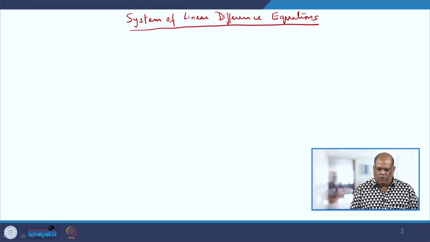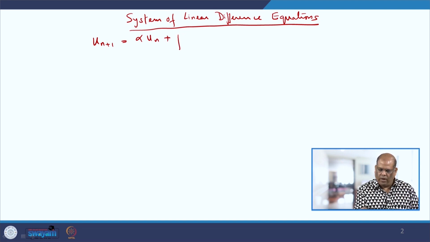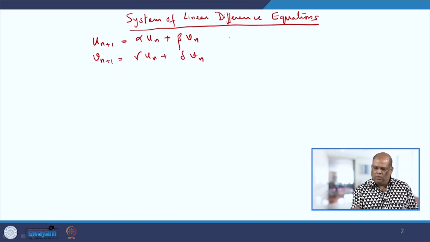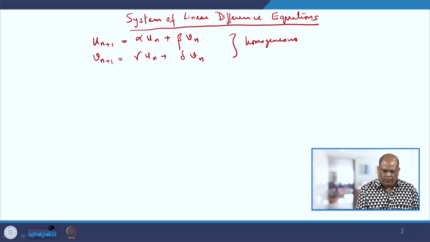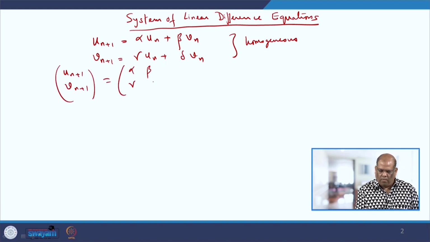So, we consider a homogeneous system of the form Un plus 1 equal to some alpha times Un plus some beta times Vn, and Vn plus 1 equal to some gamma times Un plus some delta times Vn. So, it is a homogeneous linear difference equation. I can put it in the matrix form, which can be written as Un plus 1, Vn plus 1, which is equal to alpha, beta, gamma and delta times Un and Vn.